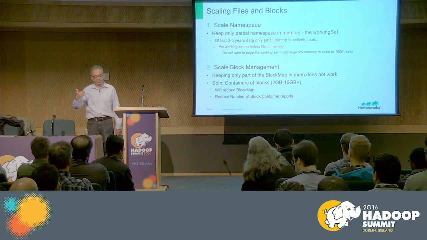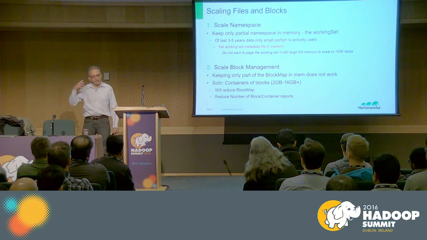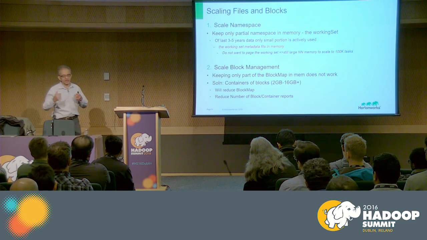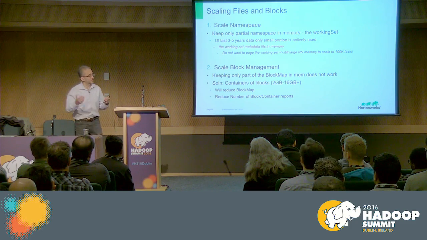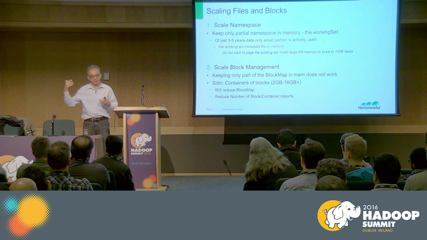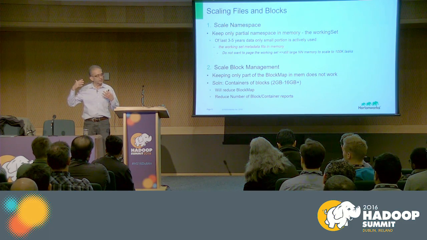So the solution here really is to talk about containers of blocks. So not a single block, but a container that contains many blocks. So you'll have block container reports rather than block reports, which will reduce the block map, which of course we'll call the container map, and reduce the number of container reports, okay?